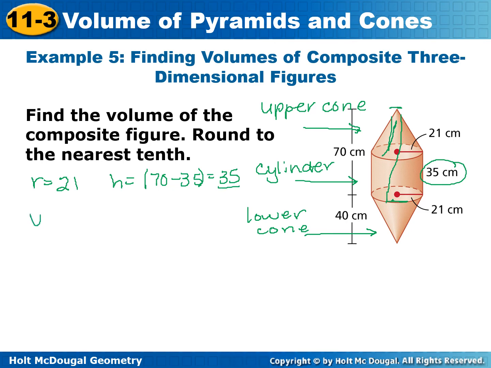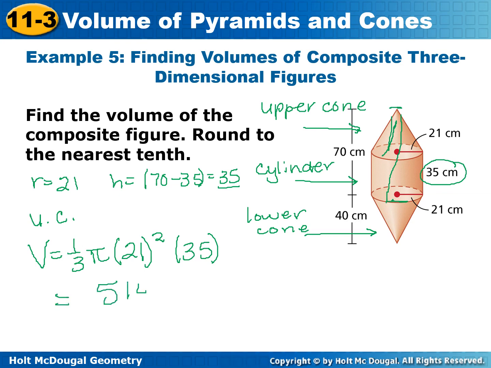So the upper cone is going to have a volume of 1/3 times pi times the radius squared times 35, the height. And what that gives us, and let's keep these all in terms of pi, 5,145 pi. These are in centimeters cubed. All right, so we're going to just save that one, and let's find the cylinder and the lower cone.